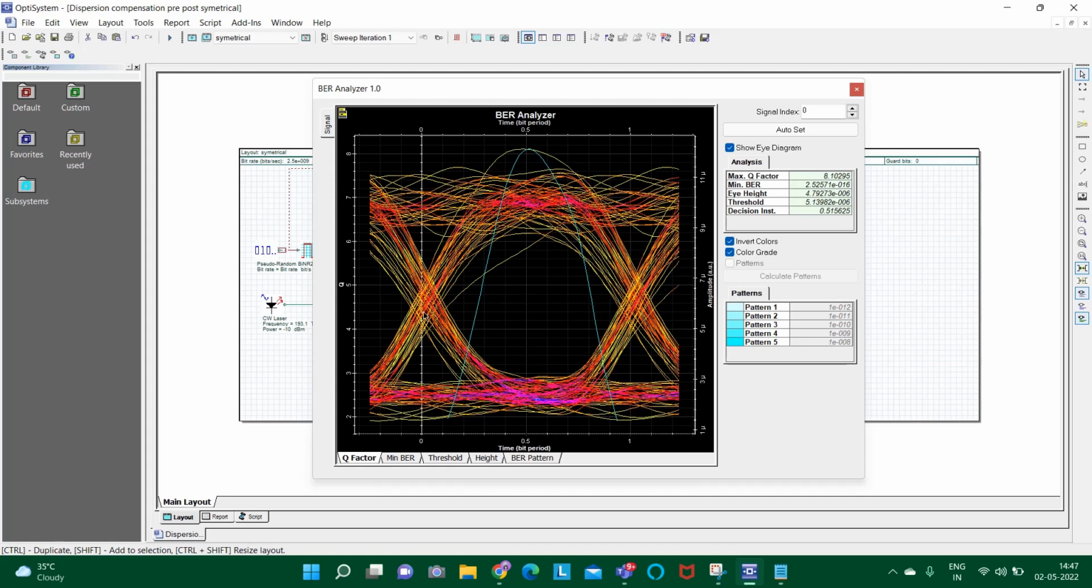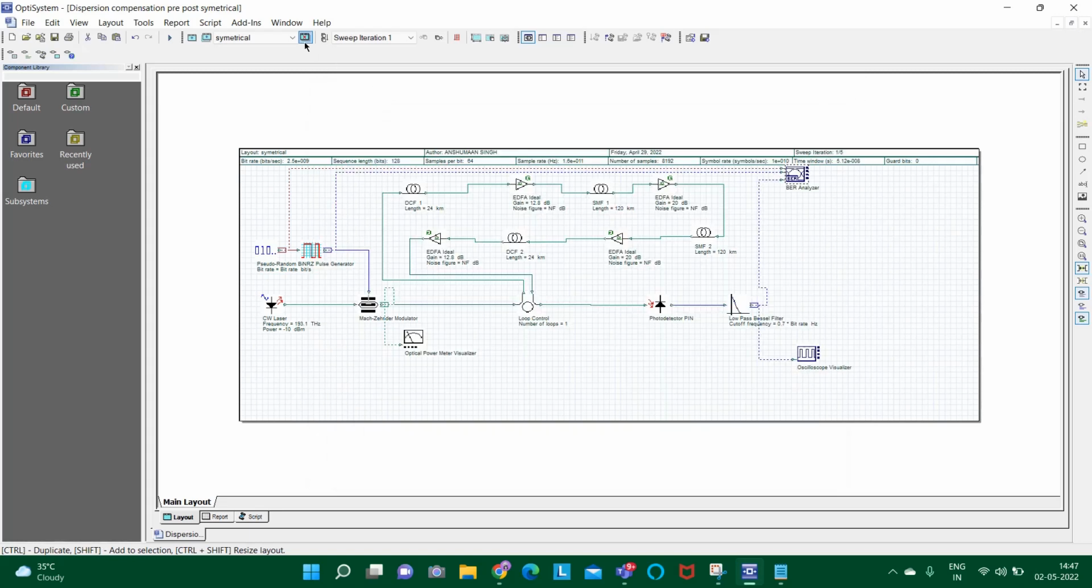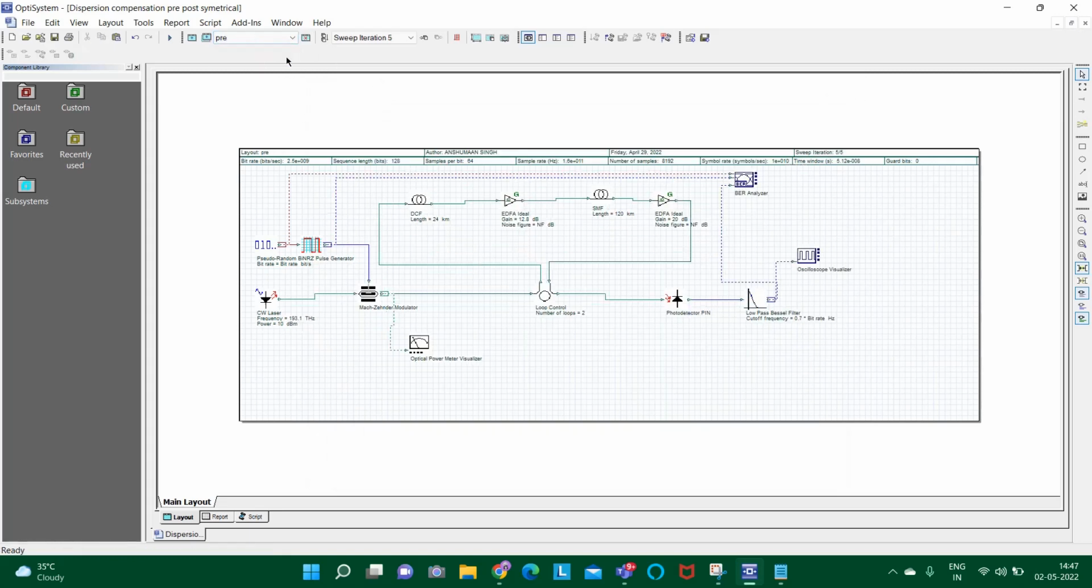pre-compensated technique. So this is the eye diagram, and looking here, we can see the compensation is there, but not so much in the pre-compensation. So I go for, so this is my pre-compensation circuit. This is the next thing.